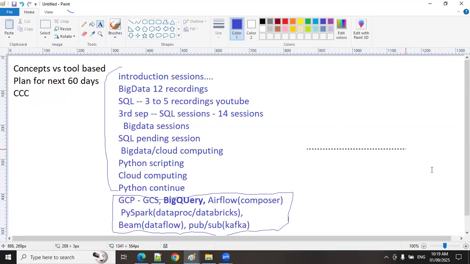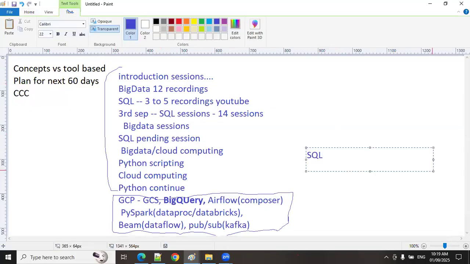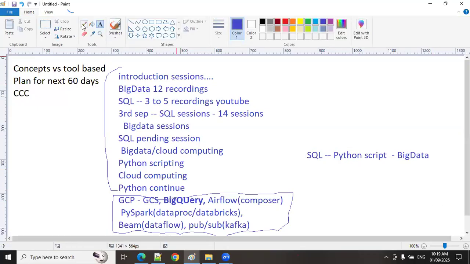Basically, the base is SQL, Python script, big data. If you know these three, you can learn any course guys, any course. Even, as I told you, agentic AI, generative AI, these 3 are required.